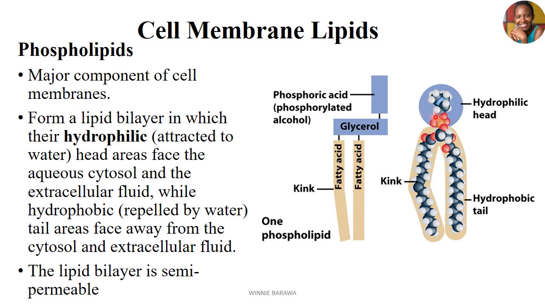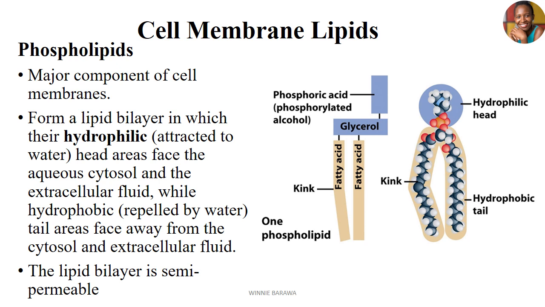But now the phospholipid has two sides. It has a head and it has a tail. And we are saying the head is hydrophilic, meaning it likes water. It does not repel water. Because it is water loving, the head is the side that will be facing the cytoplasmic side and the extracellular side. However, we are told the tail is hydrophobic, meaning it fears water.